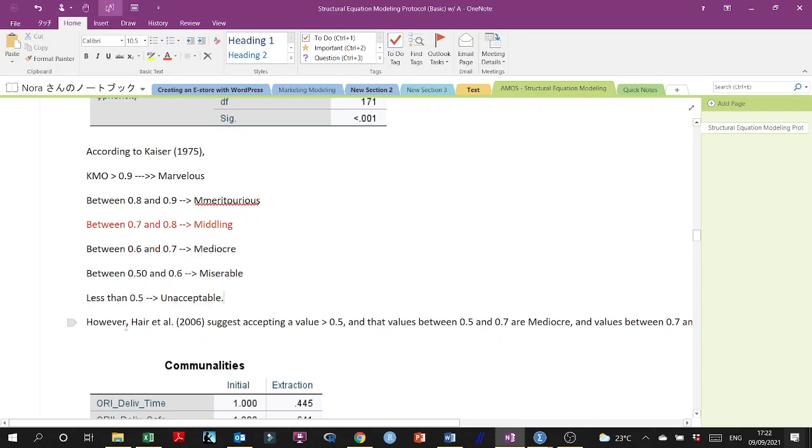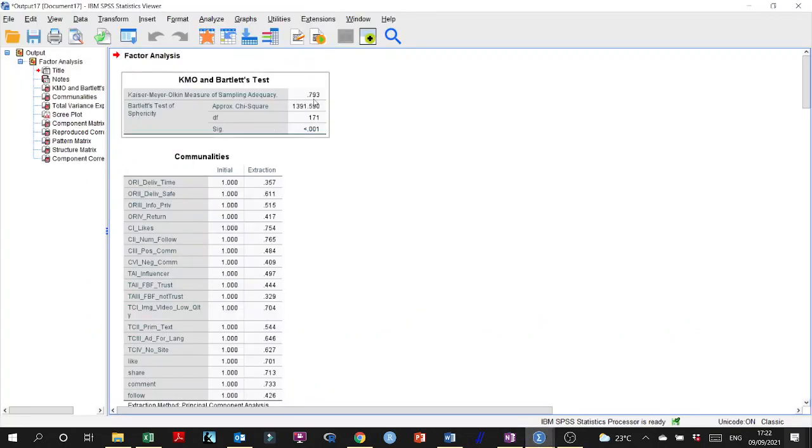Some researchers may say above 0.5 is all right, but I would say above 0.7 may be acceptable. The higher the better. 0.8 and above is good. This is awesome. So let's take a look at our results here. Our results indicate 0.79, almost 0.8, so that's good. And is it significant? Yes, it's significant.